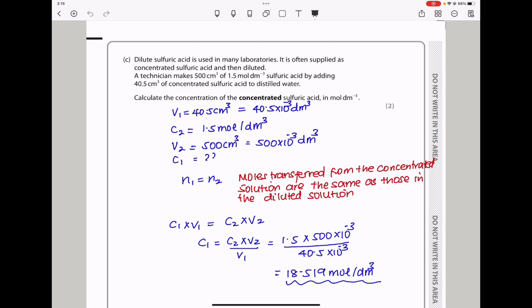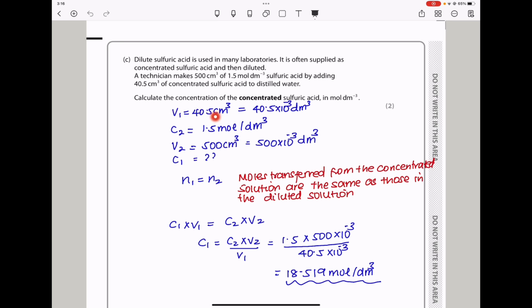In part C, dilute sulfuric acid is used in many laboratories. It is often supplied as concentrated sulfuric acid and then diluted. A technician makes 500 cm³ of 1.5 mol/dm³ sulfuric acid by adding 40.5 cm³ of sulfuric acid to distilled water. Calculate the concentration of the concentrated sulfuric acid in mol/dm³.